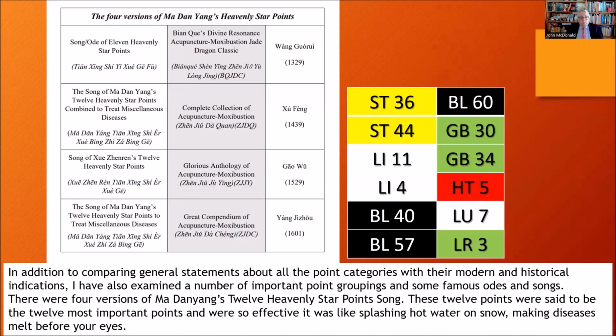In addition to comparing general statements about all the point categories with their modern and historical indications, I've also examined a number of important point groupings and some famous odes and songs. There were 4 versions of Ma Danyang's 12 Heavenly Star Points song. These 12 points were said to be the 12 most important points and were so effective it was like splashing hot water on snow, making diseases melt before your eyes.